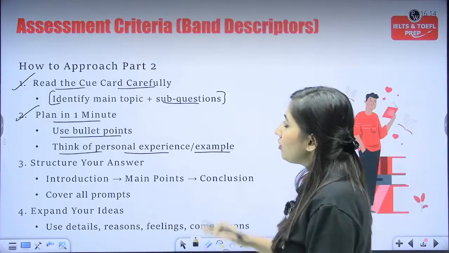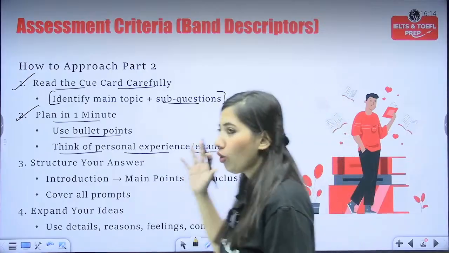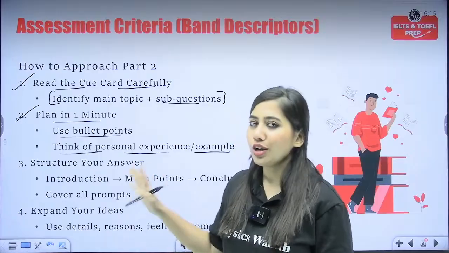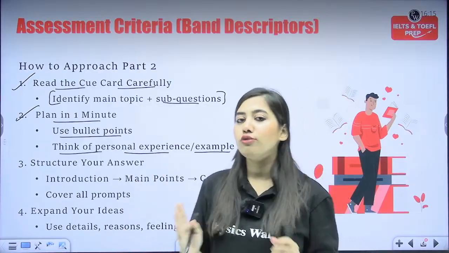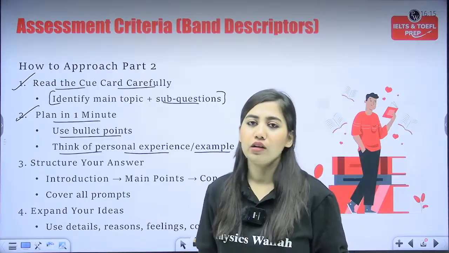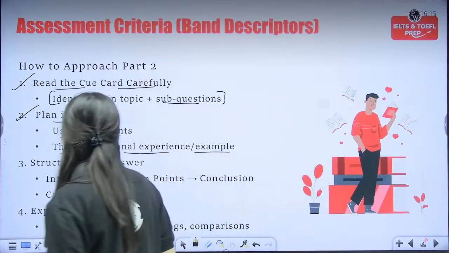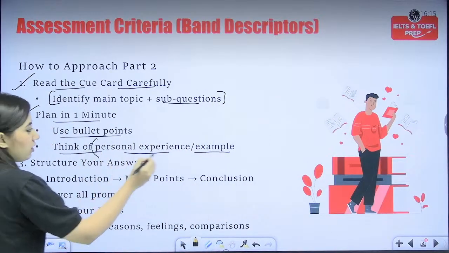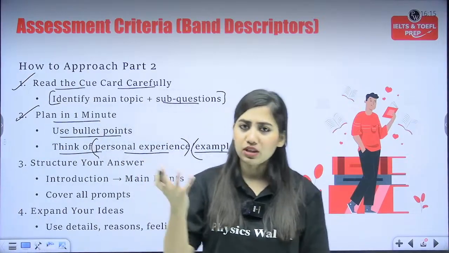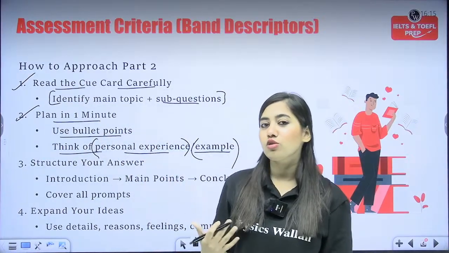So yes, we were talking about the approach. I've already shown you what your bullet pointers are. Bullet pointers are your prompts, which I showed you. You're going to have 3 to 4 prompts which you will expect in your cue card. Now, what should be the approach? Related to your personal experience or example, whatever experience of yours on that particular cue card, try to just relate it to your personal life.